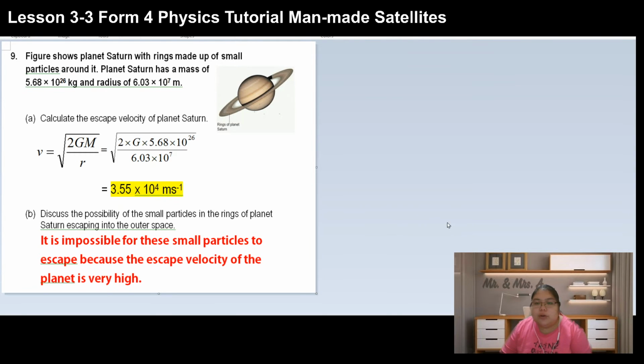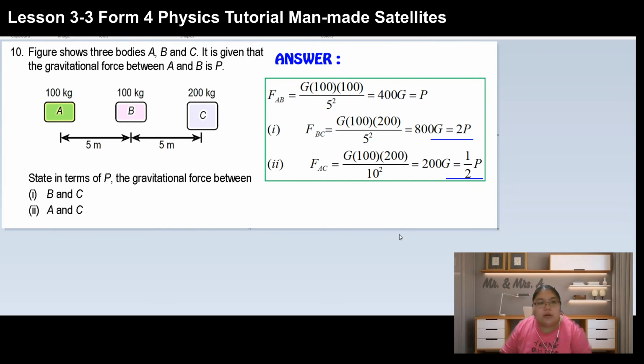Okay, now we go to question number 10. We need to find the gravitational force for AB, BC, and AC. The first one is 400 G. Another one is 800, which means you got 2P. 200 G means you got half of the P, half of the gravitational force from the AB. Another one is 2 times bigger than the AB.